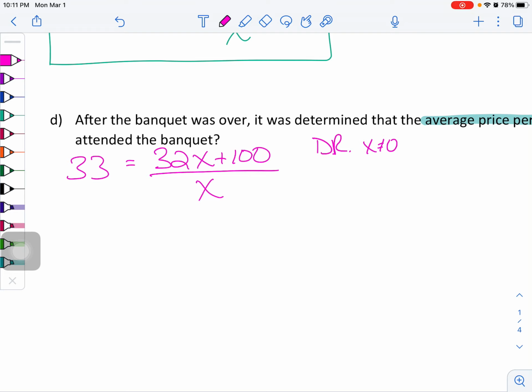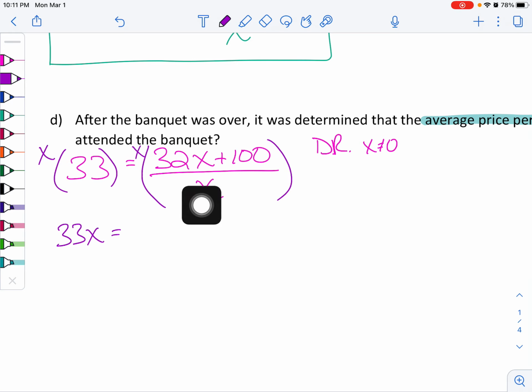Now this is an equation I want to solve. So I'm going to go ahead and zoom in on my equation. Domain restrictions, X cannot equal 0. It really doesn't make any sense to talk about a banquet where 0 people go and you're worried about the cost. If nobody's going, then you didn't have a banquet. All right, so don't worry about it. What we are going to do, though, is multiply both sides here by the LCD of X.